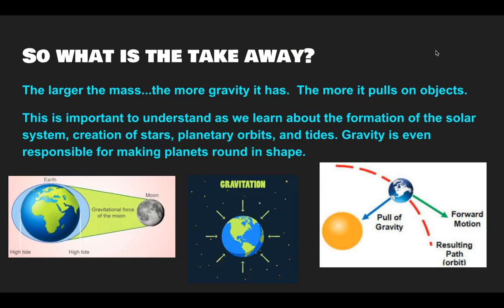So, what's the takeaway? What did I want you to get from this? The main thing out of the first two days is that the larger the mass, the bigger the planet like Jupiter, the more gravity it has. That means it's pulling more on the object. This is really important to understand because as we go forward, we're going to start learning about the formation of the solar system, and gravity has a huge role in that. When stars are created, how the planets stay in their orbit has to do with gravity, and, of course, the tides.